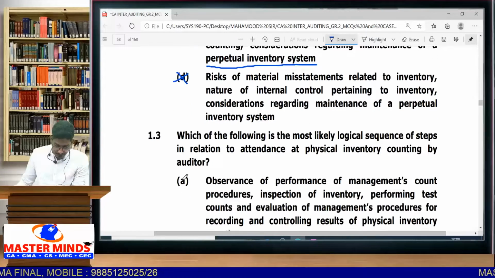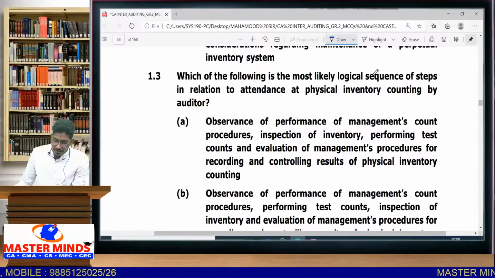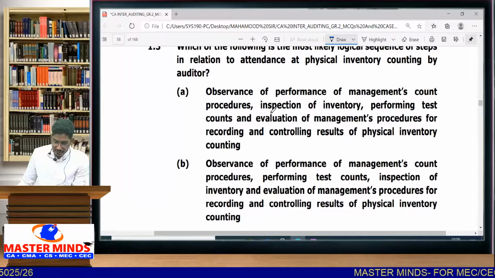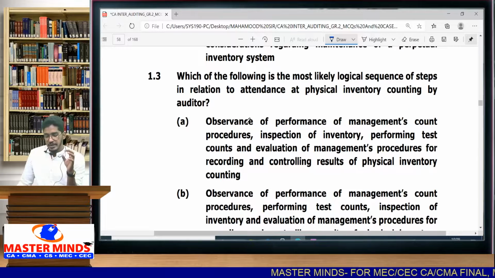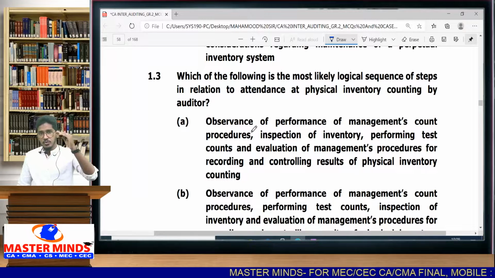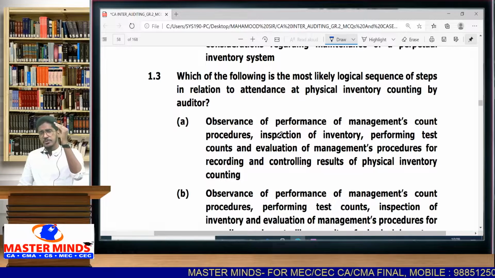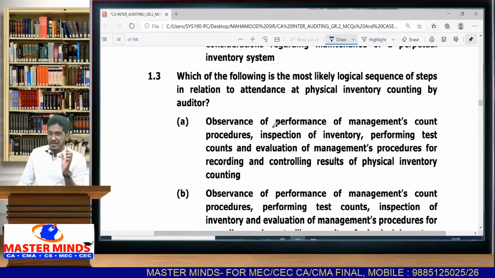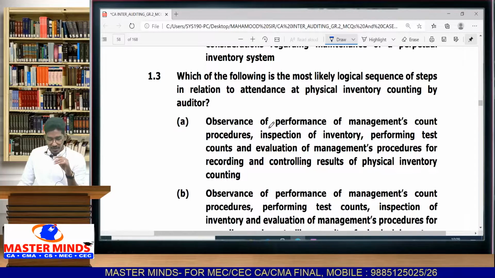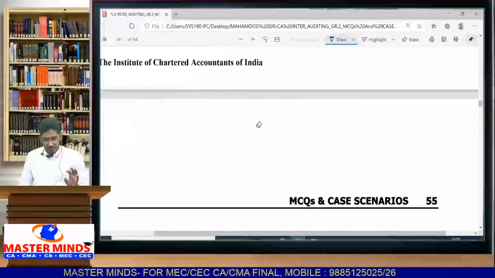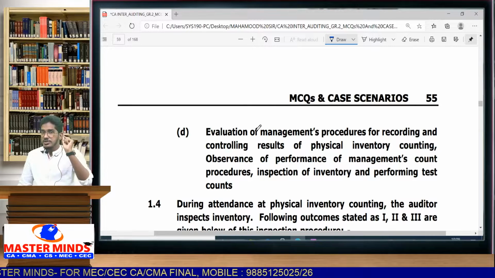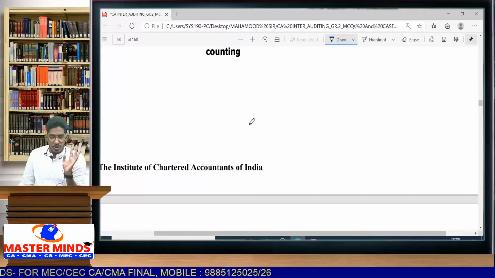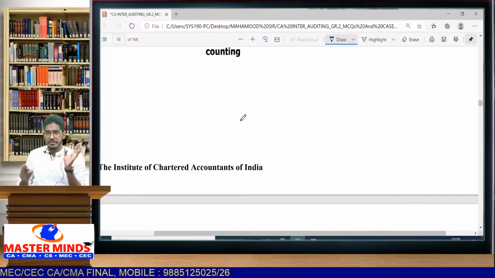Then next, which of the following is the most likely logical sequence of steps in relation to attendance at physical inventory counting by the auditor? See, that means whenever you attend physical inventory counting, you have to do some steps. Those steps follow some logical order. What is the correct logical order? There will be 4 steps involved. In all these 4 options, different orders were given. Which one is the correct logical sequence that we have to identify? All the 4 options contain the same points, but the order will be different.